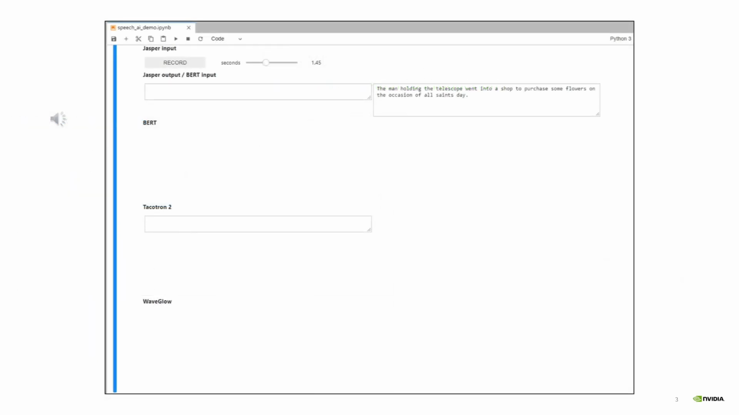I'm going to play the question I asked to the system, and given the context, it will produce the answer. Why did the man go into a shop?